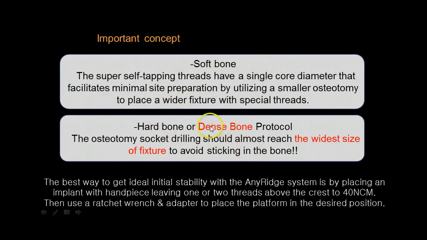Your D1 bone, well, let me just read it from the top. Soft bone. The super self-tapping threads have a single core diameter that facilitates minimal site preparation by utilizing a smaller osteotomy to place a wider fixture with special threads. We talked about that, 3.3 and 4.8 cores, right? So hard bone or dense bone protocol. The osteotomy socket drilling should almost reach the widest size of fixture to avoid sticking in the bone. And then the last thing we're going to talk about here, the best way to get initial stability with the Anyridge system is by placing an implant with handpiece.